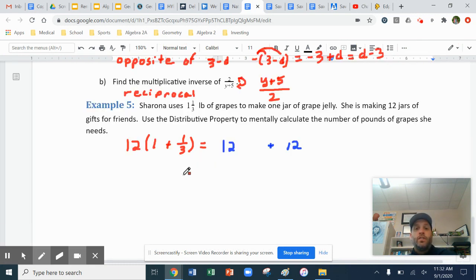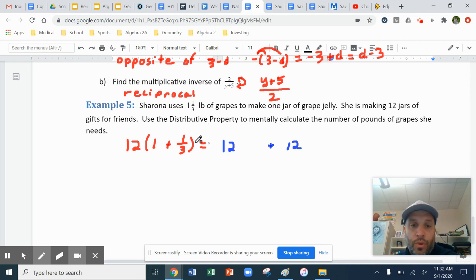Finally, we are going to multiply out a recipe. So it says Sharona uses 1 1/3 pounds of grapes to make 1 jar of grape jelly. She is making 12 jars for friends. Use the distributive property to calculate the amount of pounds of grapes she needs. So basically, we are going to take 12 times 1 1/3, but we are going to think of 1 1/3 as 1 plus another 1/3. So we're going to figure out how many pounds we need for this 1 pound, and then how many for the 1/3.